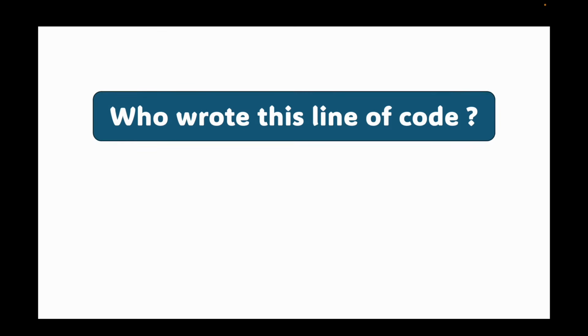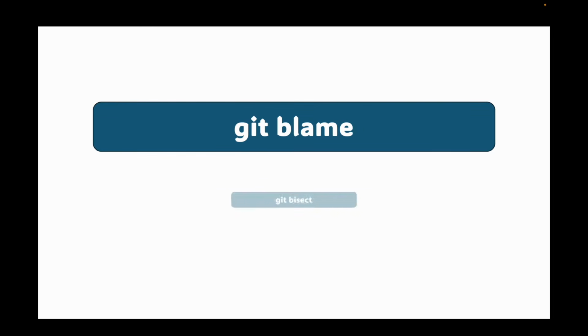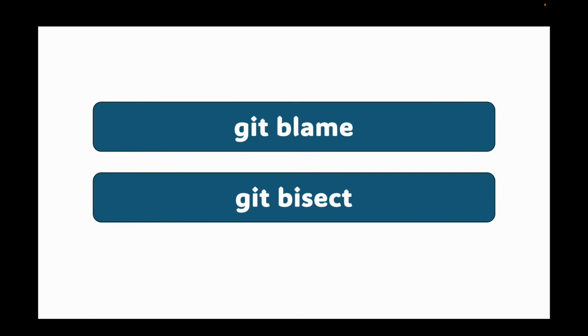Now, in today's session, we are putting on our detective hats. We are going to learn how to solve two of the most common mysteries in software development. Who wrote this line of code? And most importantly, why does this line of code break everything? The tools for our investigations are Git Blame and Git Bisect. Let's call it debugging and code archaeology.